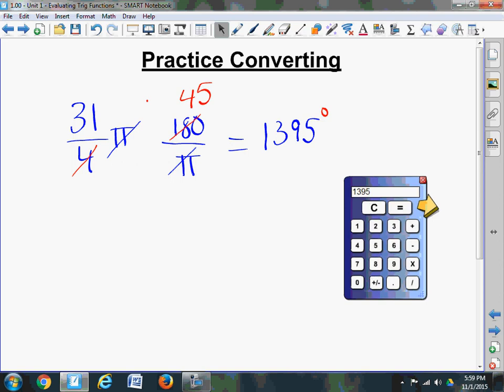So hopefully this is helpful in terms of converting. The next thing we'll look at is on a unit circle, what would all those radian measurements be, and how can we quickly fill those in, as well as any tricks to quickly fill in any of the coordinates. All right, hope this helps.